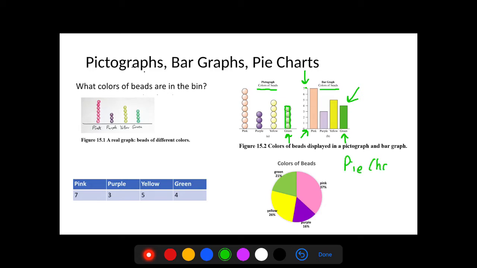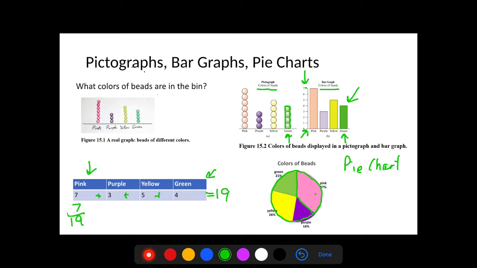Down here we have a pie chart. And the pie chart looks at the number of beads relative to the total. So back here at our table, we could add up the total number of beads and see we have 19 beads. And for example, if I looked at the pink, I could say that 7 of the 19 beads are pink, which ends up being 37%. So this wedge over here on my circle represents the pink beads. And this is a neat graph because it gives us the pink relative to the whole. So the whole is our circle, and it represents the whole handful.